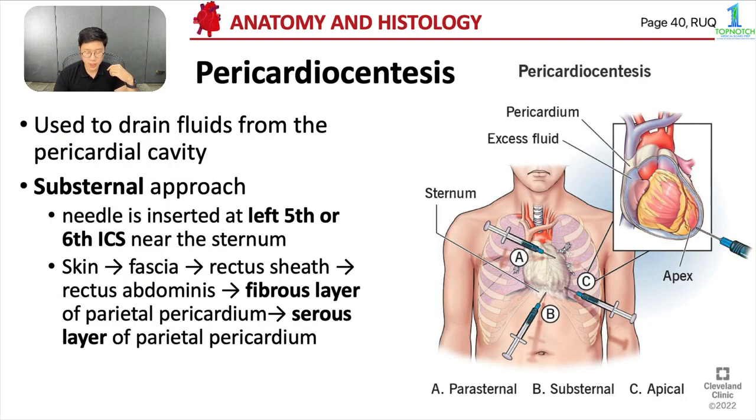And how do you resolve cardiac tamponade? You do pericardiocentesis. So it's used to drain fluids from the pericardial cavity. So one approach is the substernal approach. So the needle is inserted at the left, fifth, or sixth intercostal space near the sternum. And when you do this, you pass through skin, fascia, the rectus sheath, the rectus abdominis muscle, then the fibrous layer of the parietal pericardium, and then the serous layer of the parietal pericardium. And once you puncture the serous layer, you can aspirate the fluid.